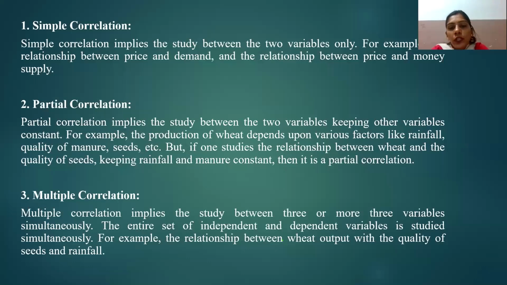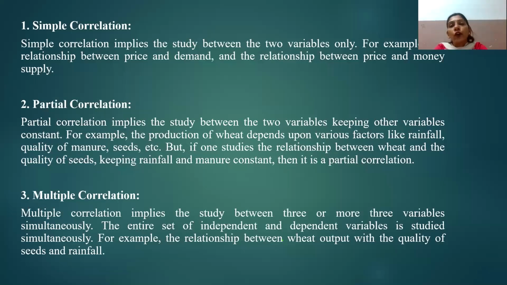When only two variables are studied, that is said to be simple correlation. When one studies the relationship between the marks secured by a student and the attendance of the student in class, it is a problem of simple correlation. When we only study two variables, the marks scored by the student and the attendance of the student, that type of problem is simple correlation.